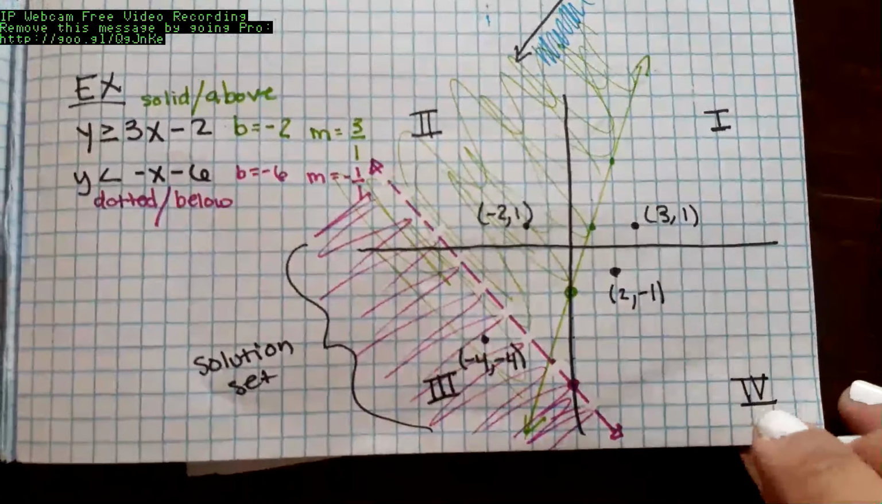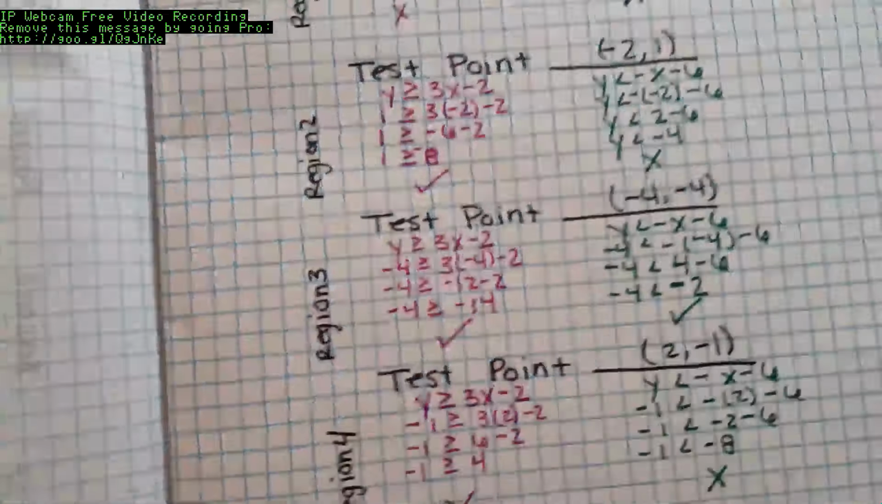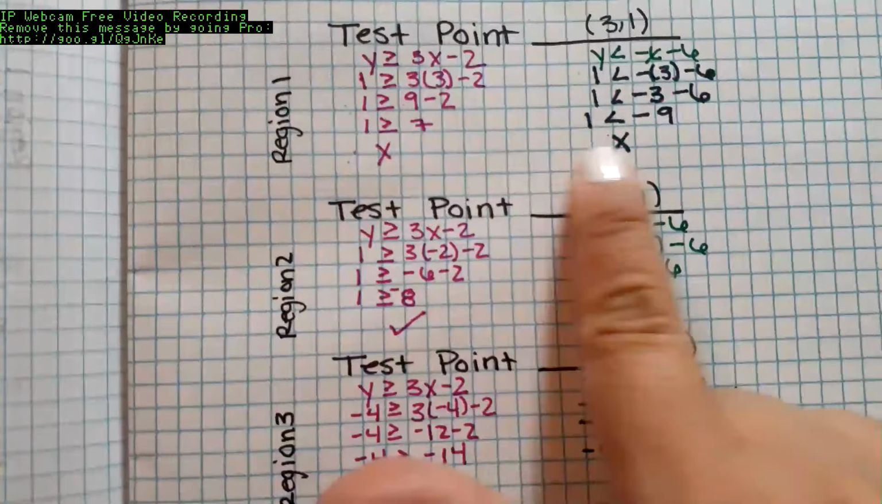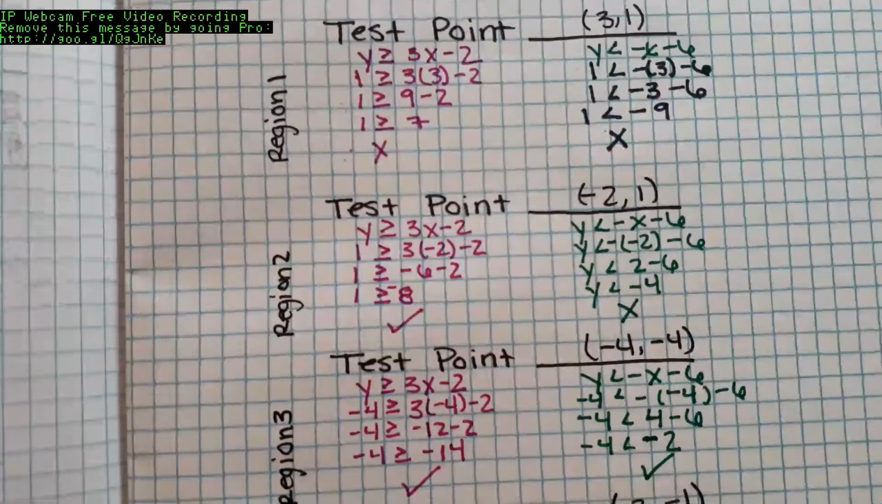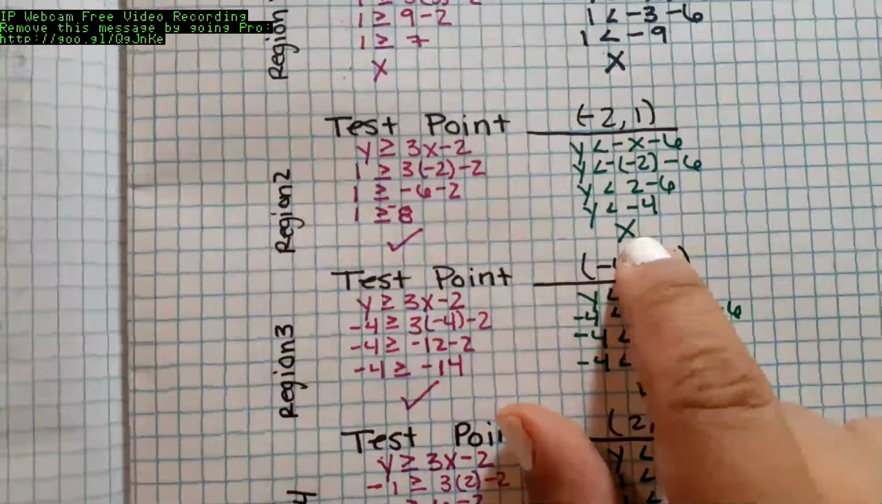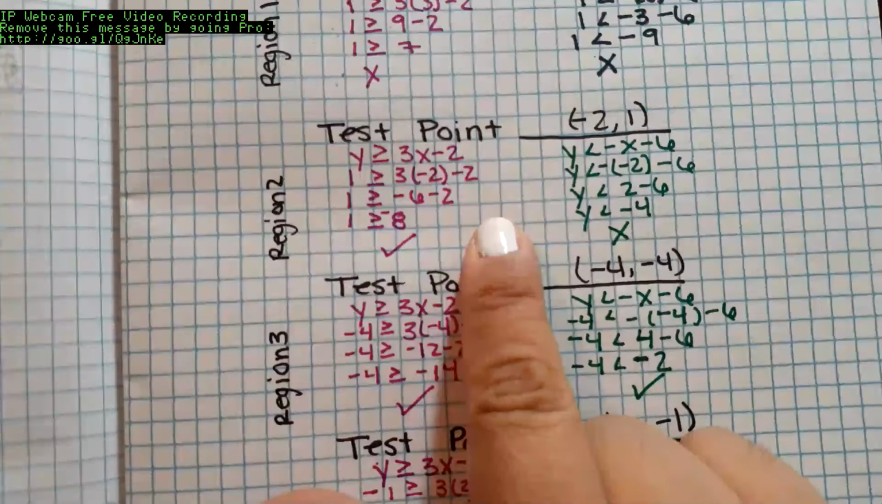Okay, so hopefully you paused the video and were able to test your points. What we found out is our first points we know weren't right. Our second test points, one was correct, but the other one was false. So if one of them's false, then all of it is false.